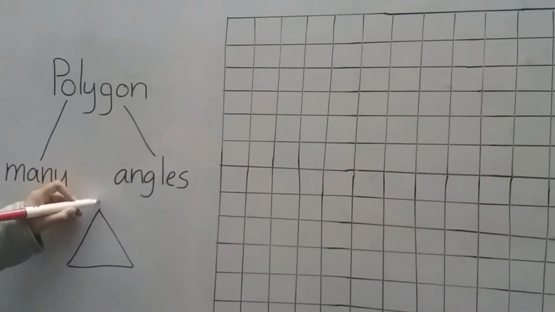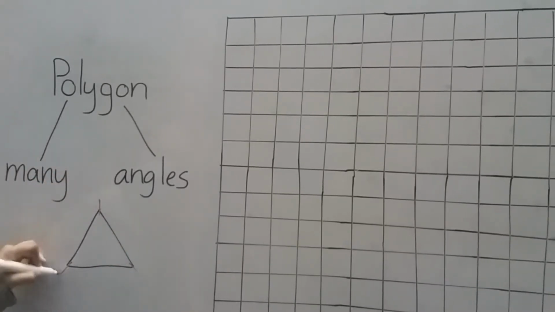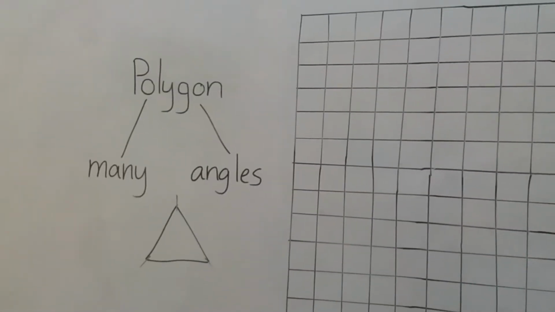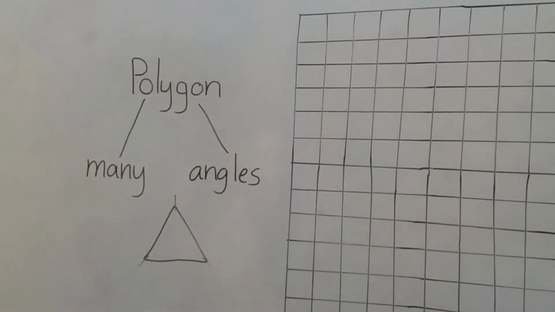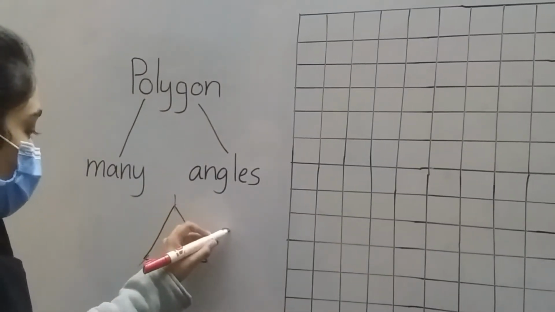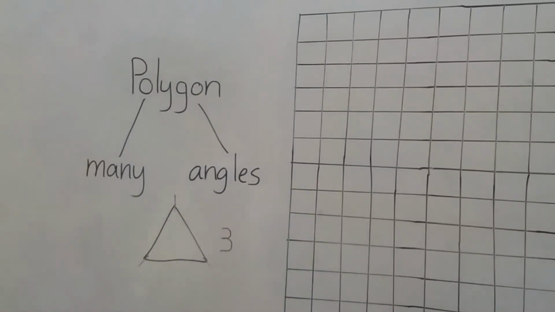Okay. So this is the first side, second side, and this is the third side. So how many sides does a triangle have? It has 3 sides. How many sides? 1, 2 and 3. 3 angles, or you can say. Alright. Now let's look at the next polygon that we did.